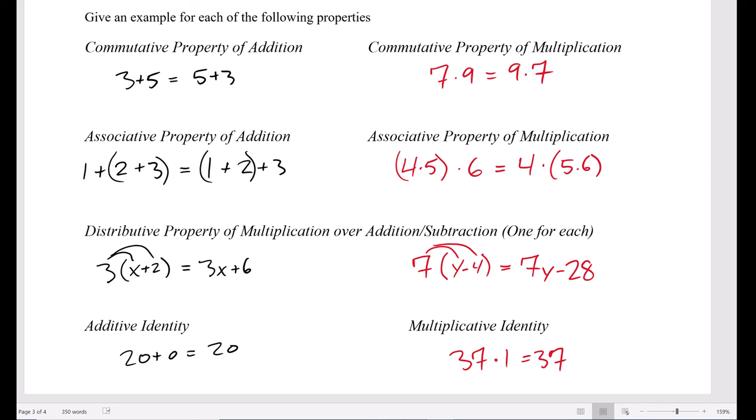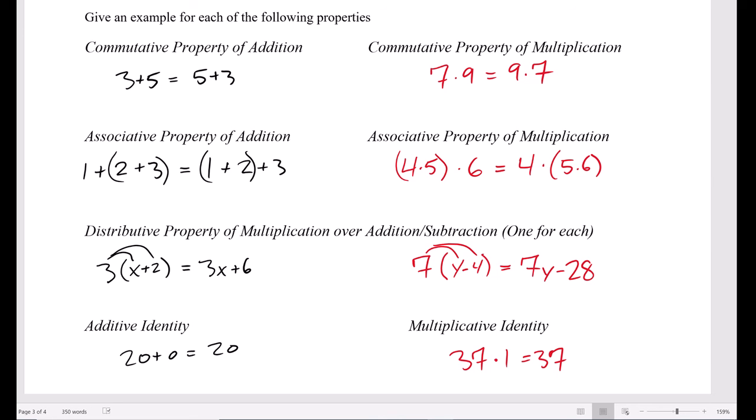Distributive property of multiplication over addition and subtraction. The first one is over addition. So I have 3 and then in parentheses x plus 2. When I distribute, that means that I need to multiply to both of those terms. Please make sure when you're distributing, you actually distribute to both terms. That's one of the biggest mistakes I see, a lot of people will multiply 3 times x in this case, but then they forget to multiply 3 times 2, so they would give me 3x plus 2, and that's just not correct. So 3 times x is 3x, 3 times 2 is 6, so I have 3x plus 6.